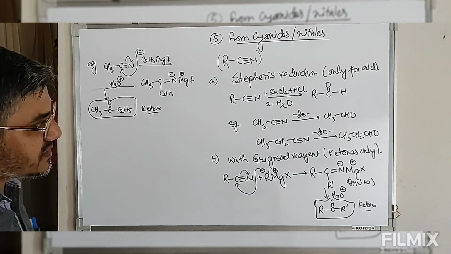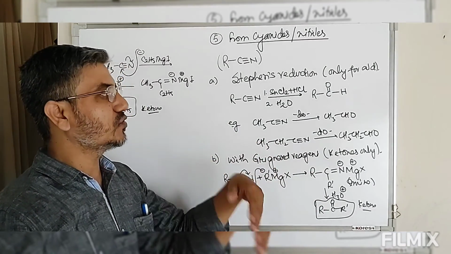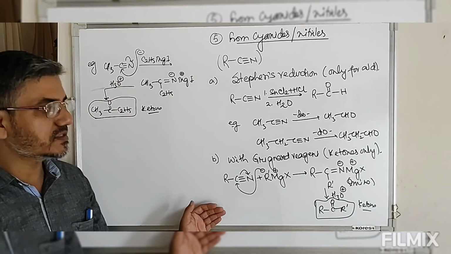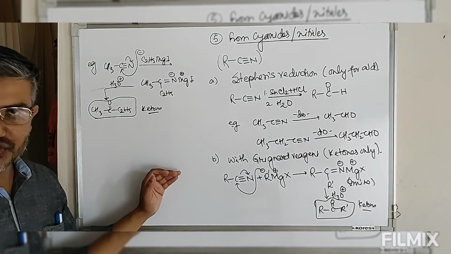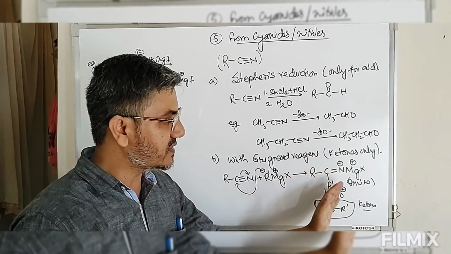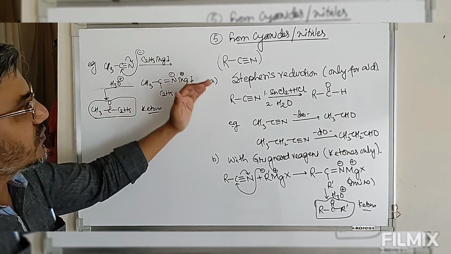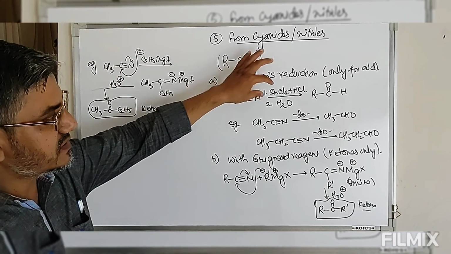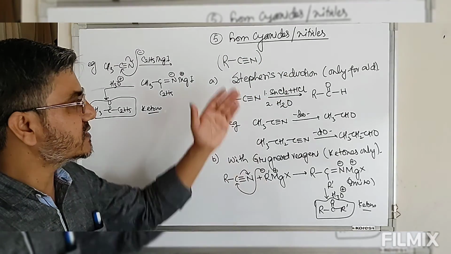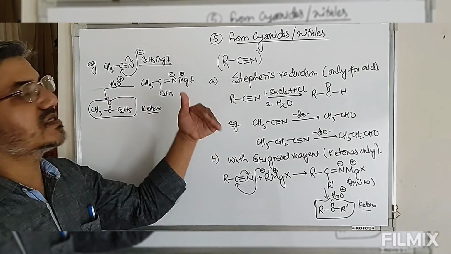So from this cyanide we can prepare aldehyde as well as ketone. Depending on which reagent you use, we can prepare aldehyde or ketone. With this Grignard reagent, simply we have a nucleophilic addition reaction followed by hydrolysis. All imines, C=N, on hydrolysis give you a carbonyl group. Whereas in the case of Stephen reduction, the reagent is tin chloride in presence of HCl followed by hydrolysis, which gives you aldehyde. So both aldehydes and ketones can be prepared from this cyanide.